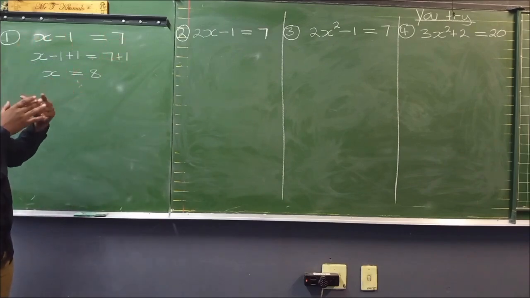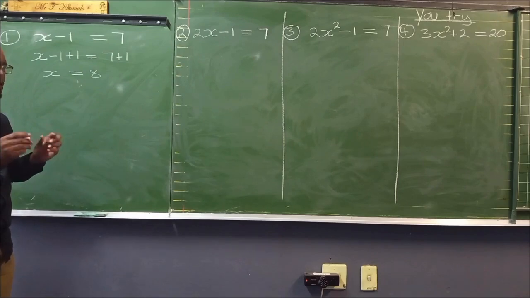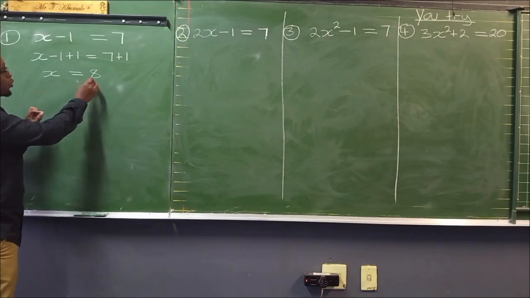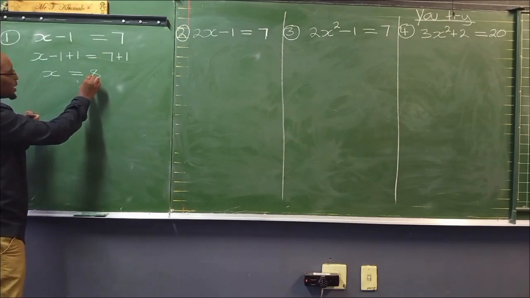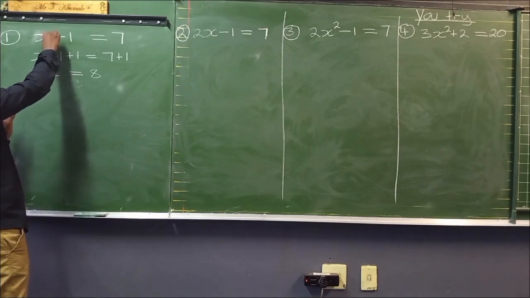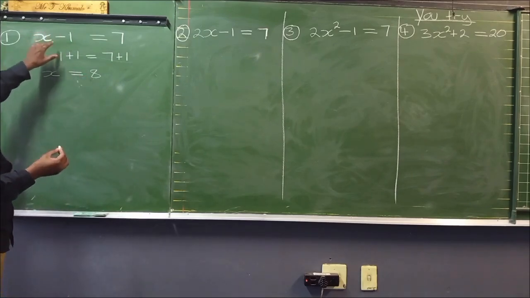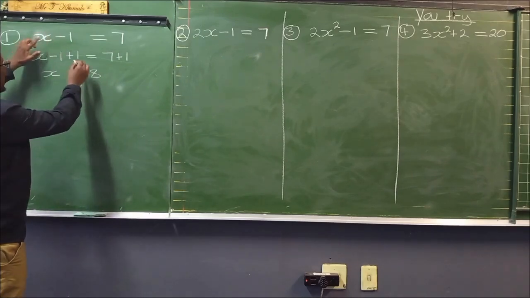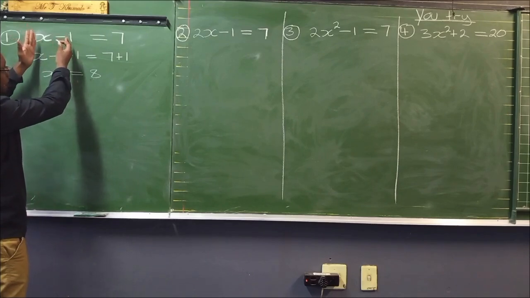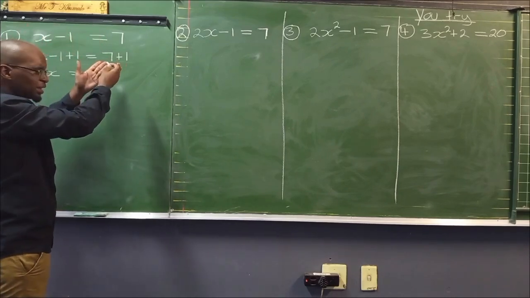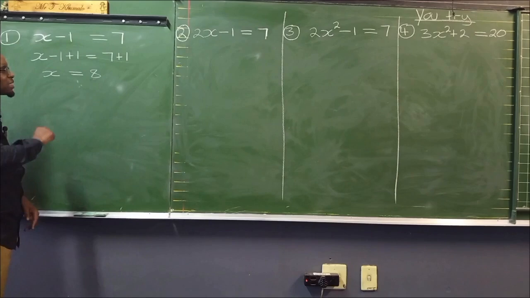Regardless of how complicated the problem is, whenever you solve for x, go back and substitute your final answer into the original equation. For example, you substitute x with 8 and then calculate. The left hand side should equal the right hand side, and then this will tell you that your answer is correct.